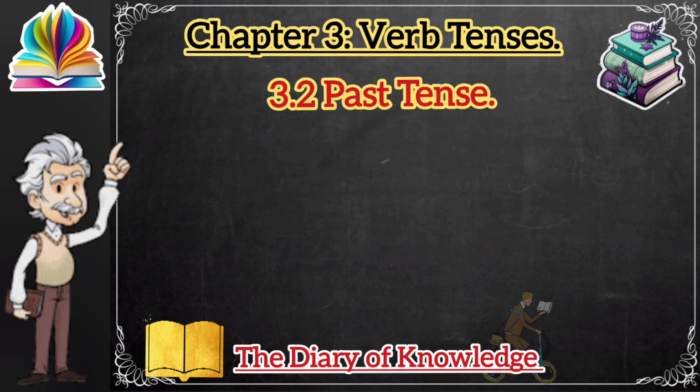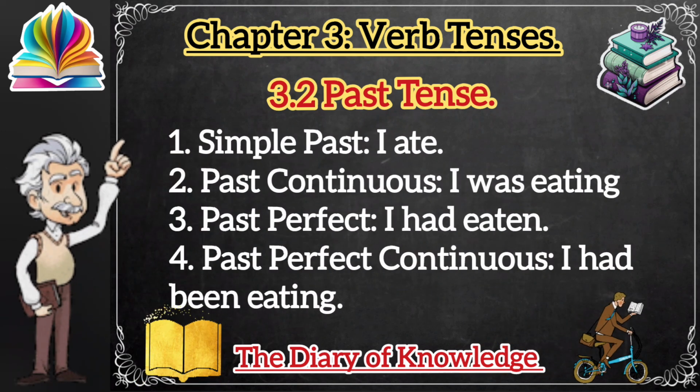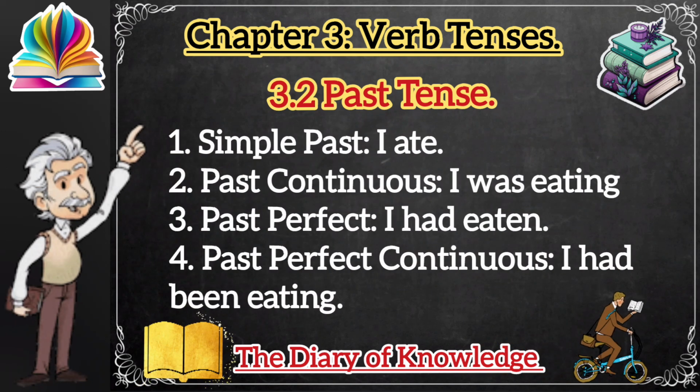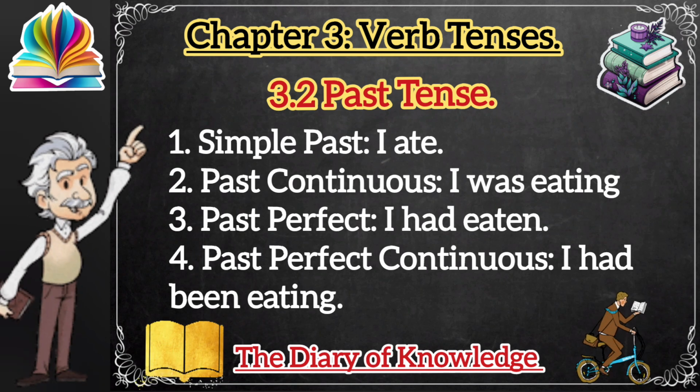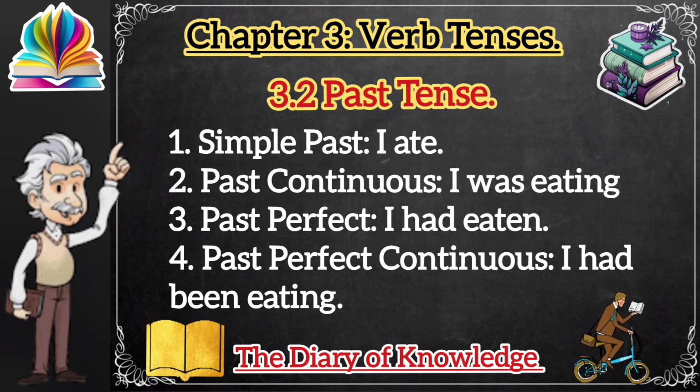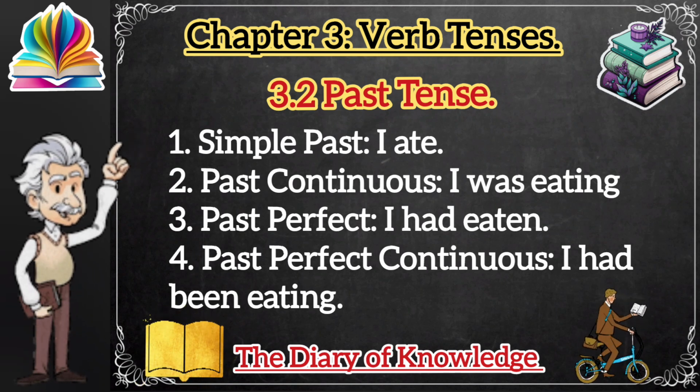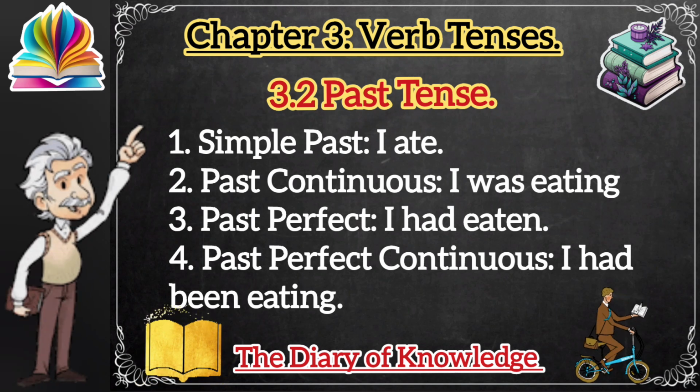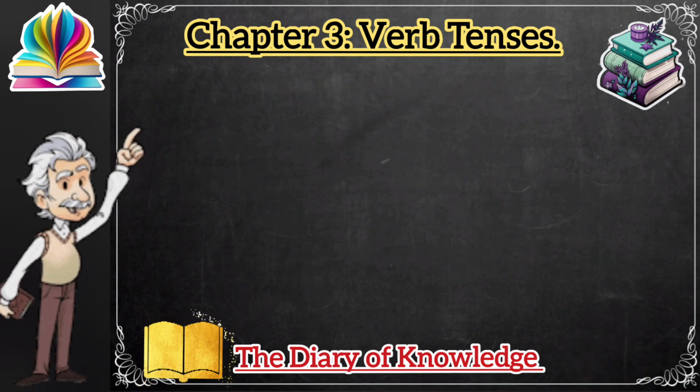3.2 Past tense. 1. Simple past: I ate. 2. Past continuous: I was eating. 3. Past perfect: I had eaten. 4. Past perfect continuous: I had been eating.